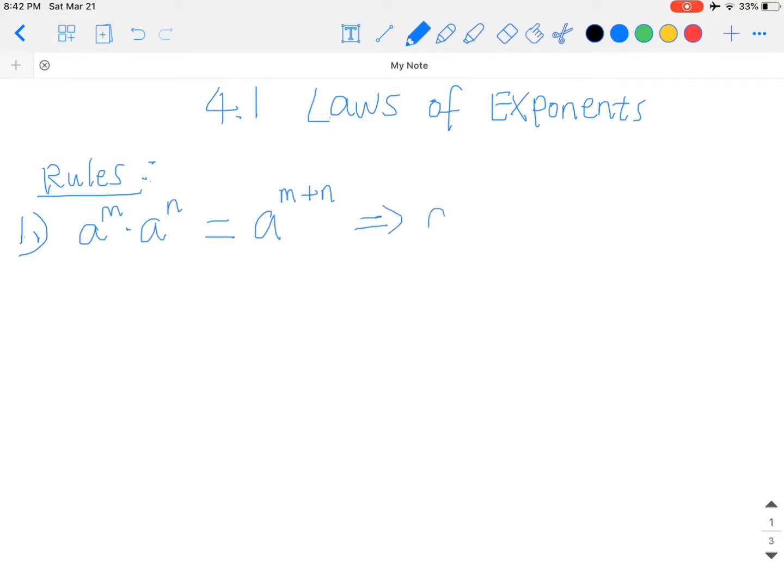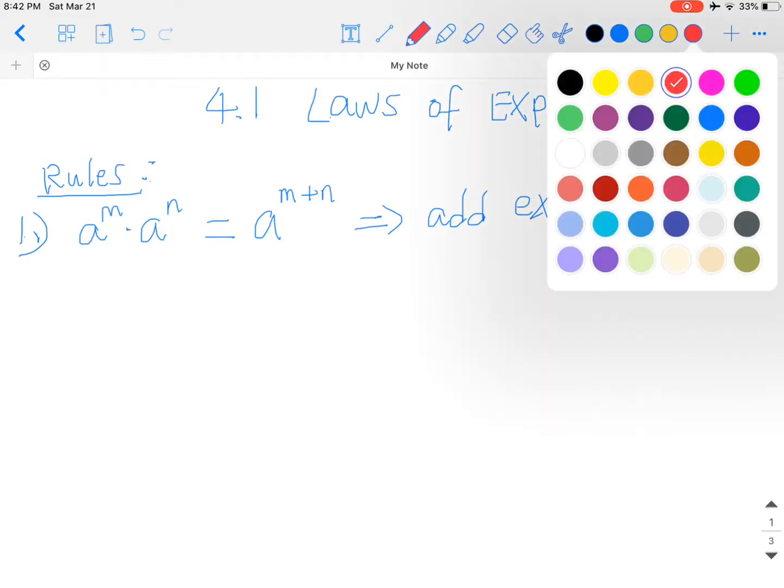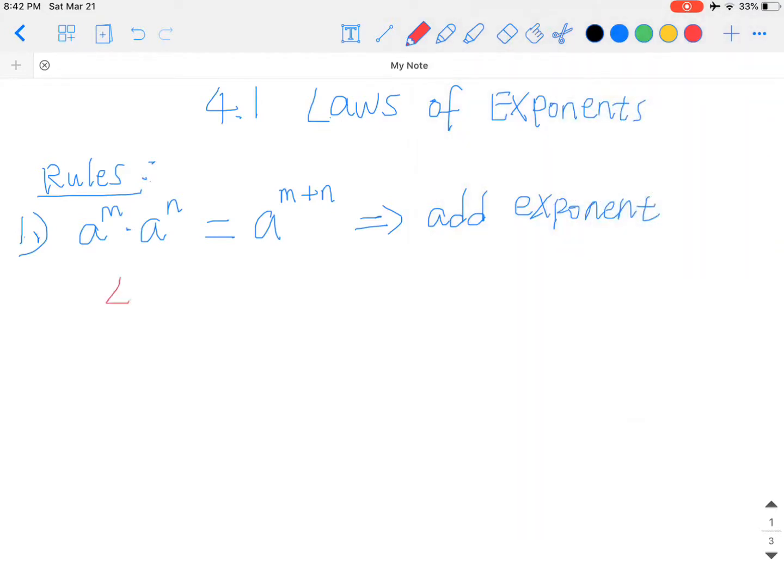Which just means we add the exponents. So for example, if I have 4 to the 2 times 4 to the 3, this can be written as 4 to the 2 plus 3, which is 4 to the 5.